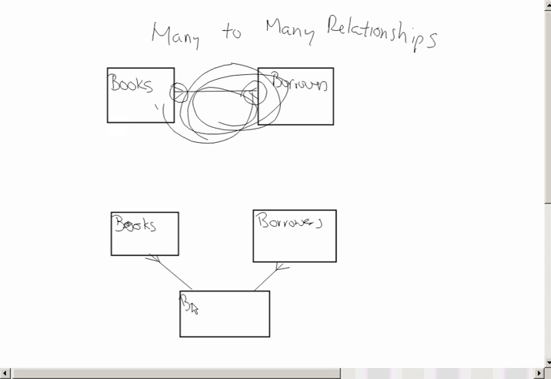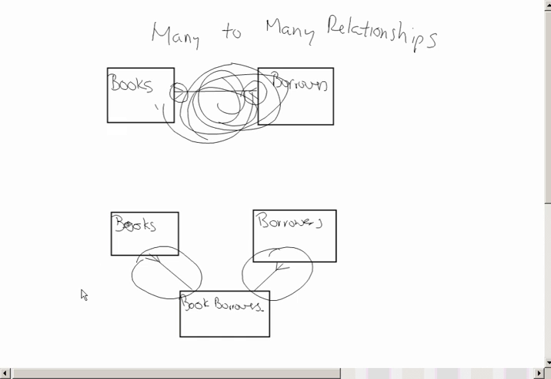And I might call this book borrowers. Essentially what happens in this case is that the book borrowers entity will adopt the primary keys from both the books entity as well as the borrowers entity. And as you can see, what it effectively does is eliminate this many-to-many relationship by creating two one-to-many relationships. So when I have a one-to-many relationship, I now know that I can actually meet referential integrity constraints, because I can create the one and then the subsequent records that follow it.